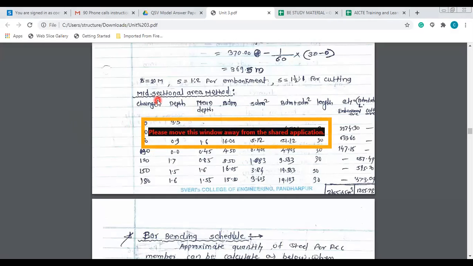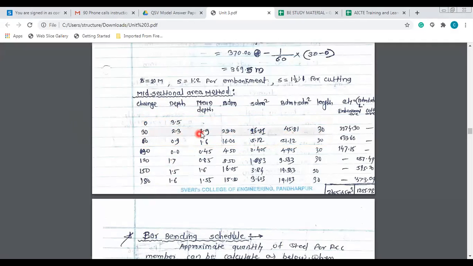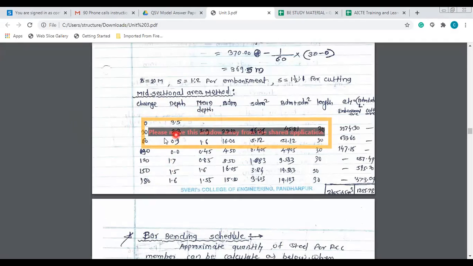So at first you put all the values of the changes in the first column, that is 0, 30, 60, 90, 120, 150, 180. Depth you have calculated, so put the depths also, and from that you can calculate the mean depth. So at first you can complete the two columns, then I will explain how to calculate the mean depth. That is nothing but d1 plus d2, take the average. So at 0 meter change it is nil. At the 30-meter change, it will be d1 plus d2, 3.5 plus 2.3, take the average, it comes as 2.9 something. Do the calculations and accordingly calculate all the mean depths.